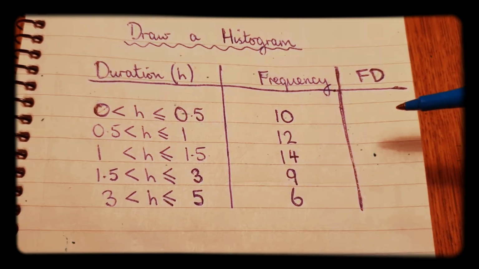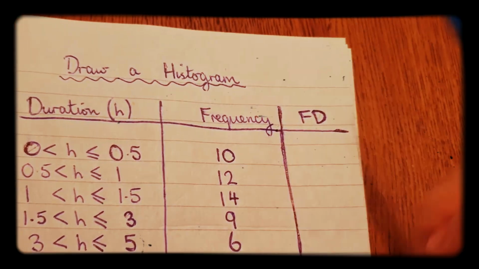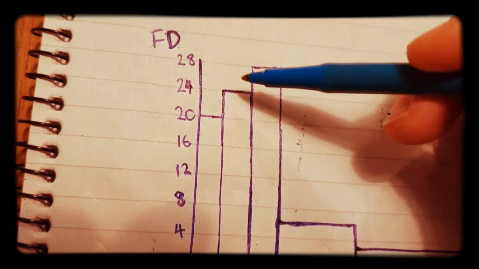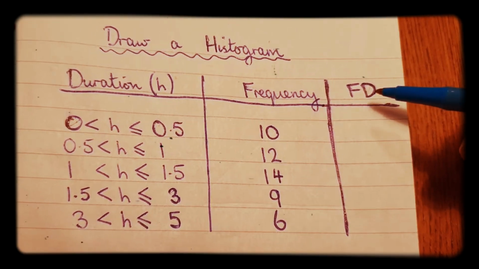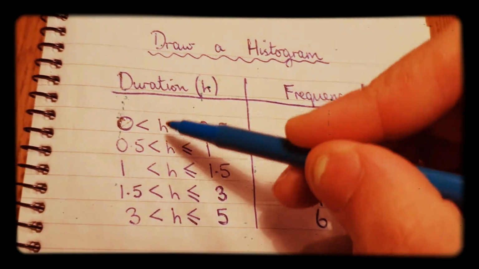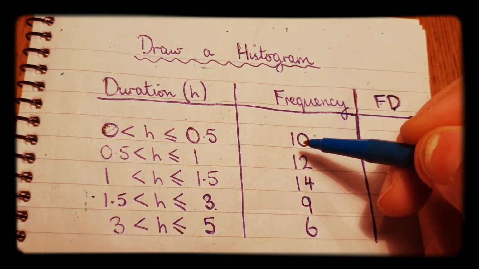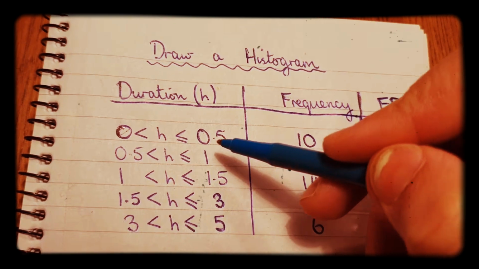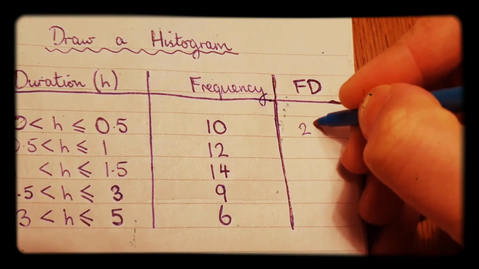So in order to draw a histogram, what you need is this thing called a frequency density column, okay? Because this is going to be the height of the bars that you're going to draw, okay? In order to work out the frequency density, we do the frequency divided by the class width. So this one here is going to be 10 divided by a half, because between 0 and 0.5 is a half. So 10 divided by 0.5 is 20.